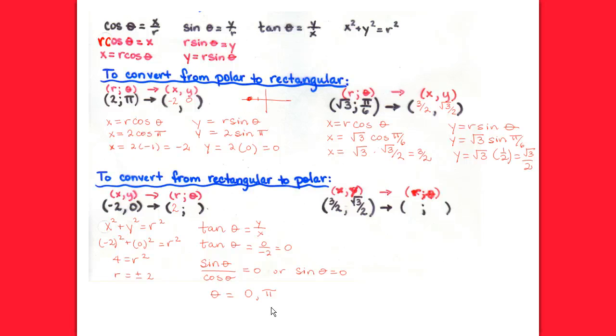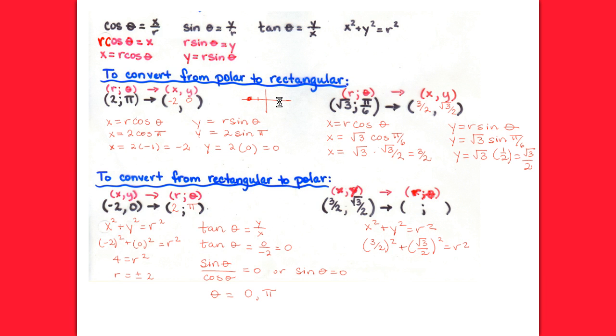So we have to be careful that we pair it up correctly with the radius that we want. We're going to choose the positive radius, and then the way to know which one of these to use is to look back at our original point and say, okay, where was -2, 0? -2, 0 is over here at pi. It's not over here at 0. And so that's how I'll know which theta to choose.